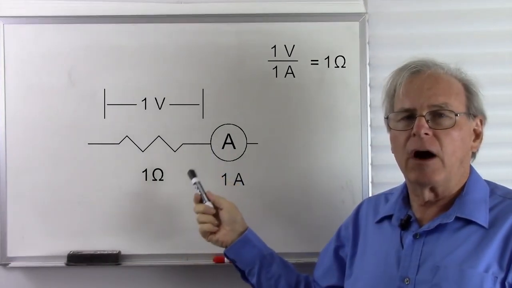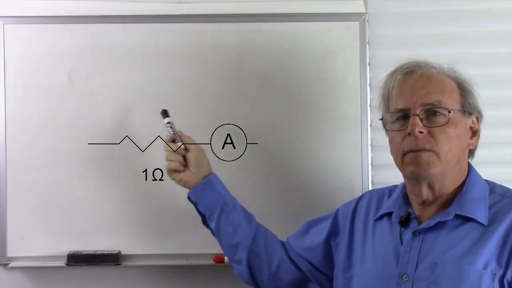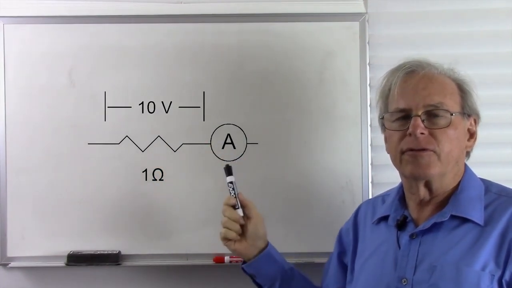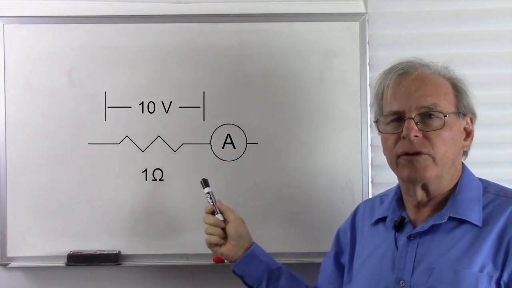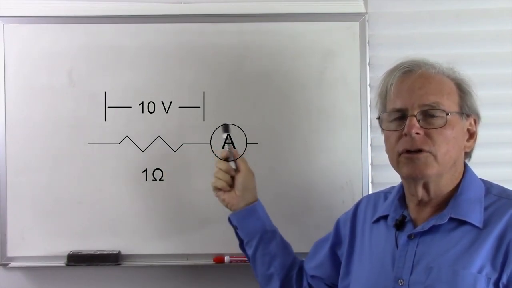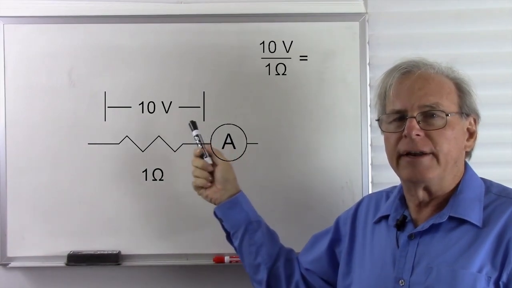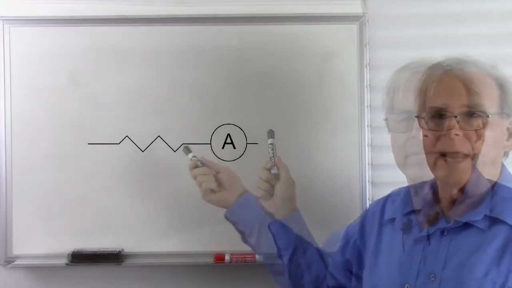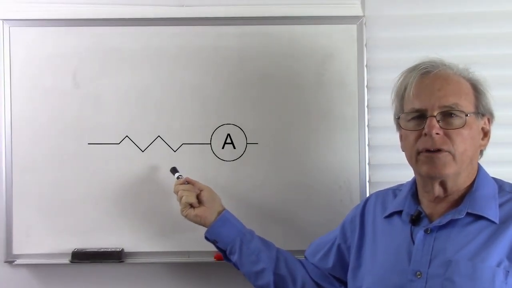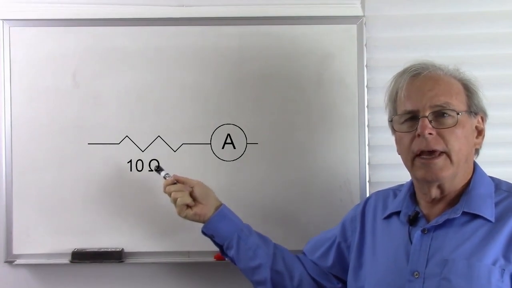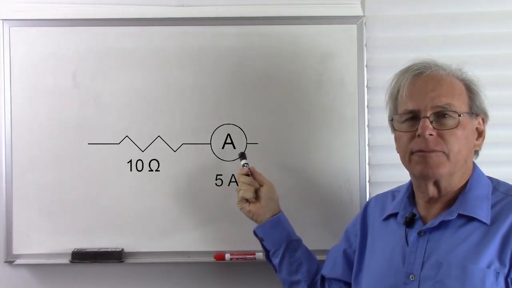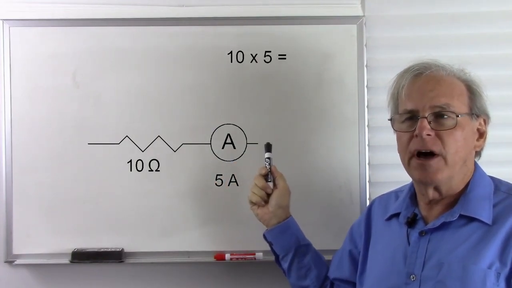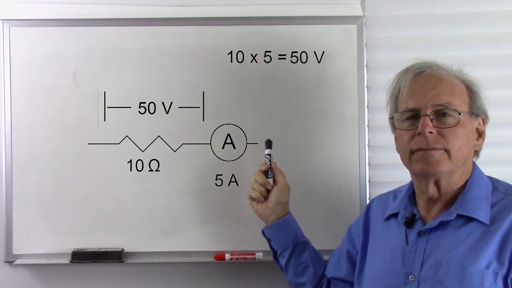So let's say now we have that same 1 ohm of resistance, but we have 30 volts on one side, 20 volts on the other, that's a difference of 10 volts. So we have a resistance of 1 ohm. We know our voltage, which is 10 volts. We divide 10 by 1. That gives us a current of 10 amps. Now in this case, we see we have a resistance of 10 ohms and a current of 5 amps. We don't know our voltage, so we multiply. 10 times 5 equals 50 volts.